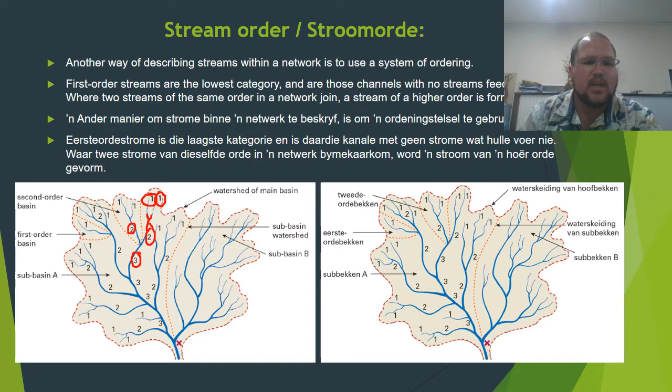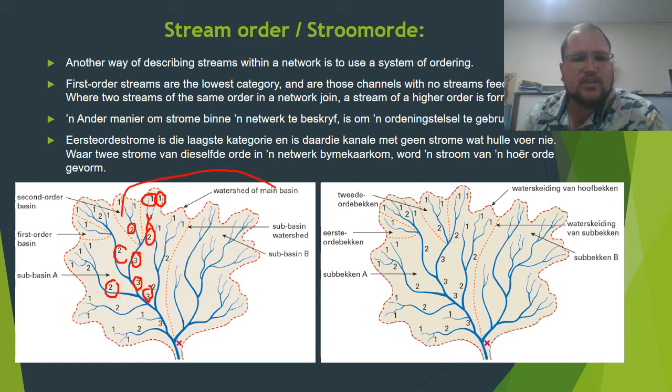Now, if a third order stream and a second order stream flows into each other, it will stay the highest order. Same here, a third order and a second order stream flowing into each other, it will stay the highest order. The only time this will change is if there are two third order streams flowing into each other, and this will be the fourth.